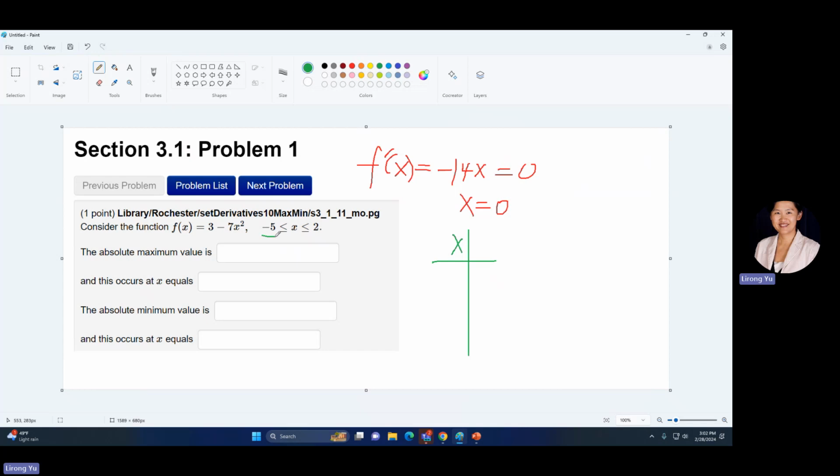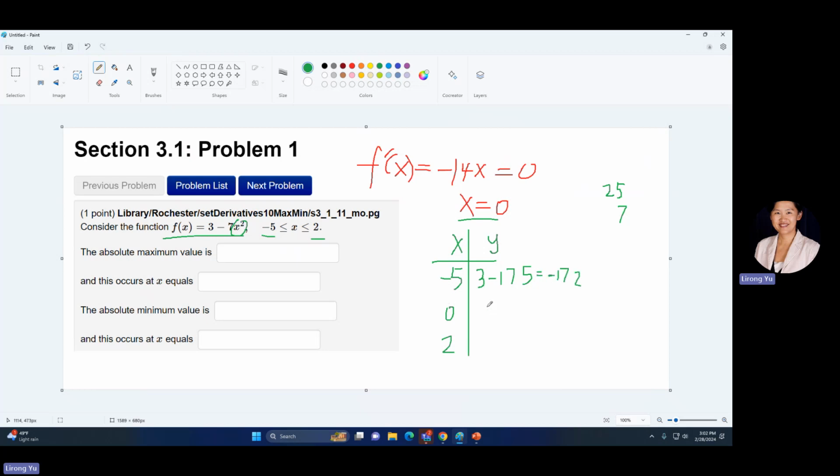The x values are -5 and 2 and then 0. So -5, 0, and then 2. We're going to calculate the y value, not the y prime. The y value is the original function value. We put in -5, -5 squared is 25. So that is 3 minus 7 times 25, which is 175. So this is actually -172.